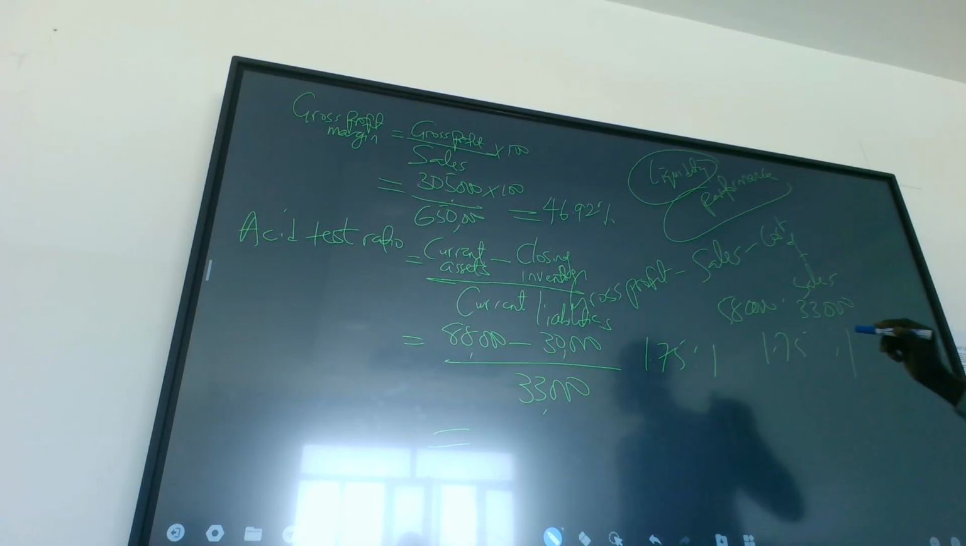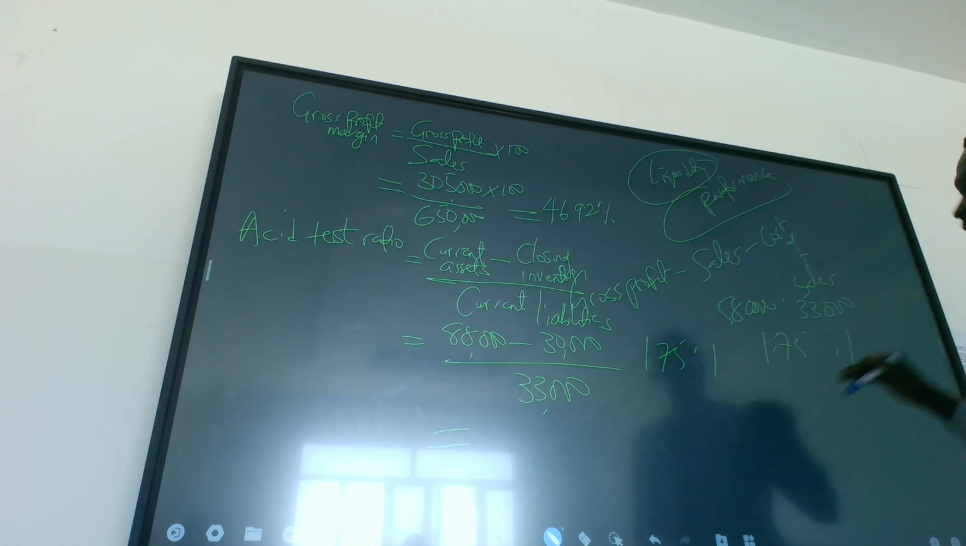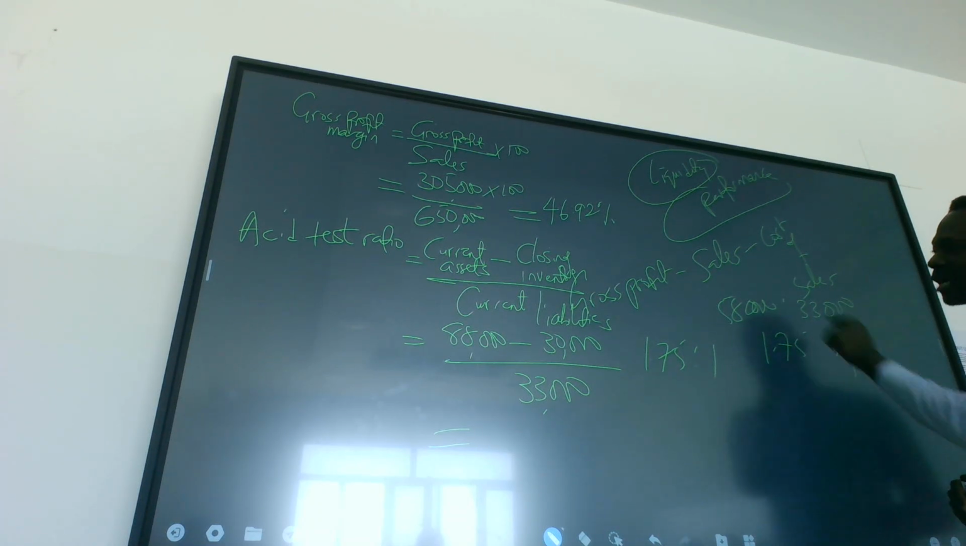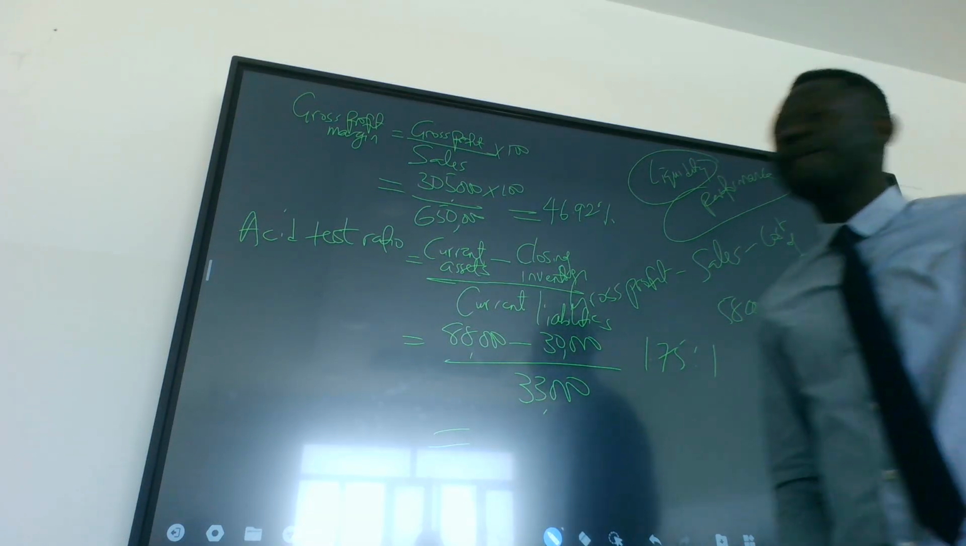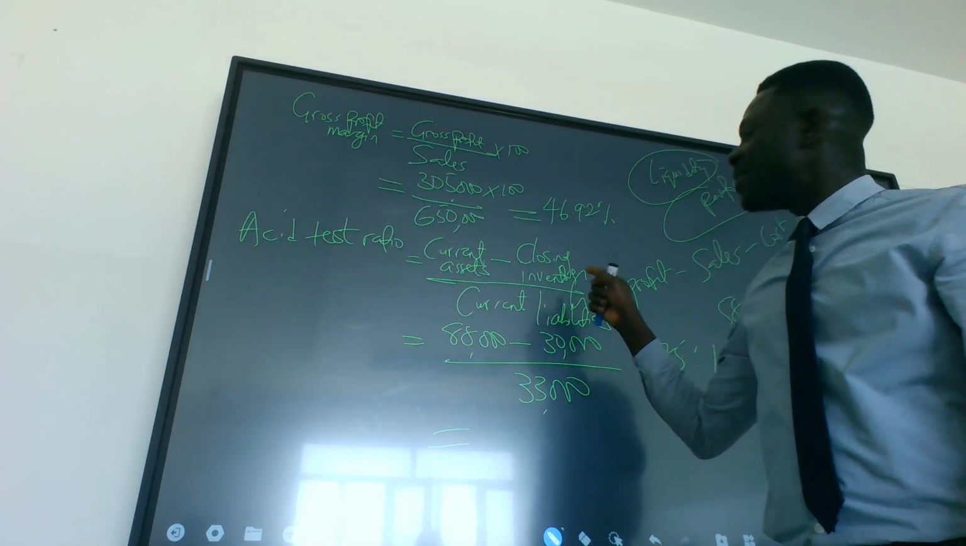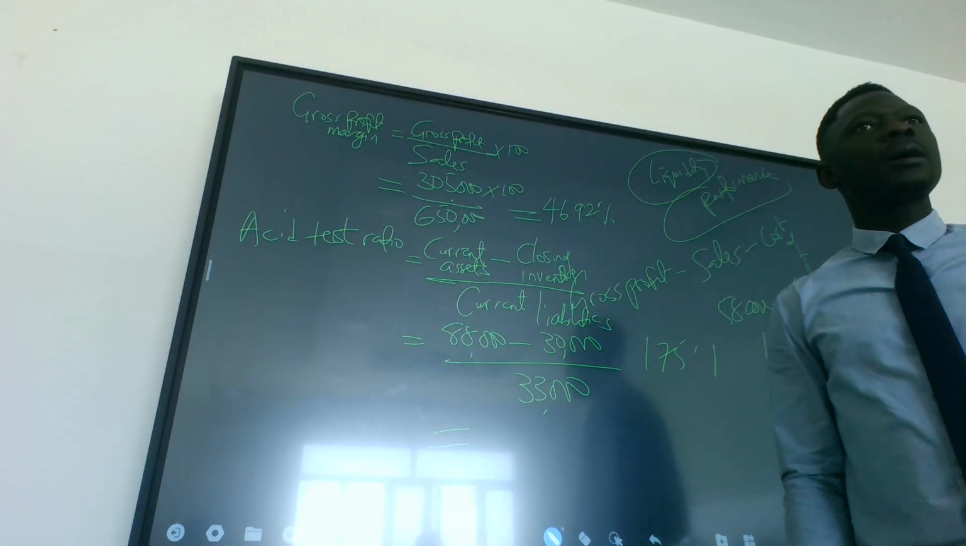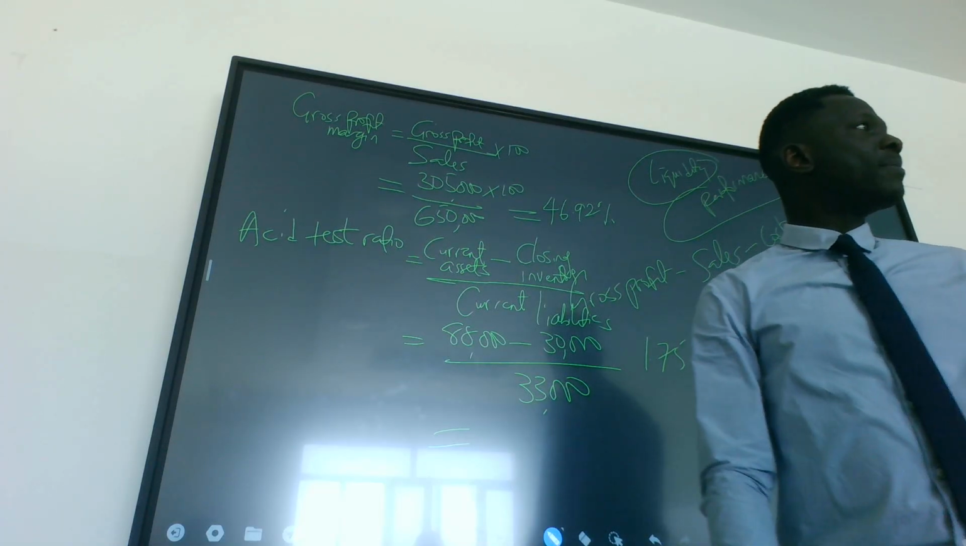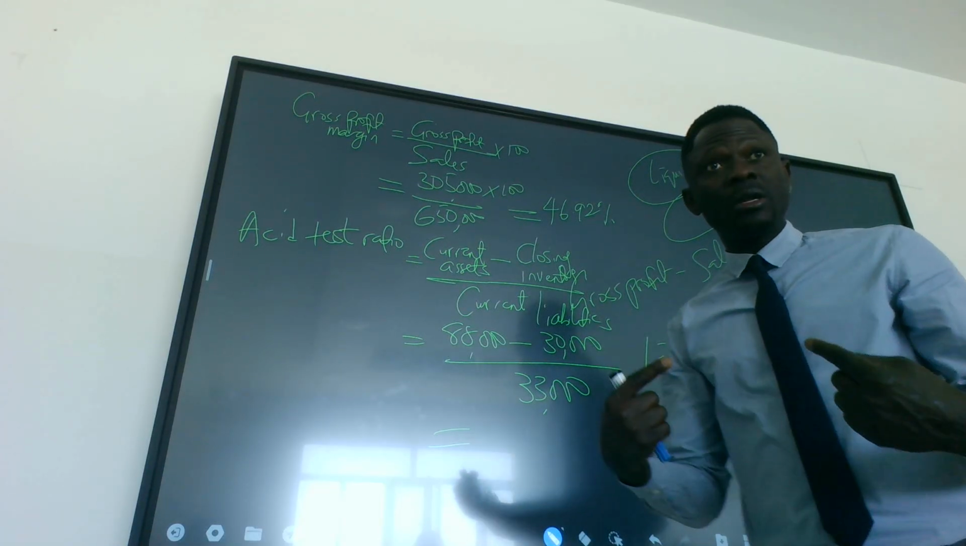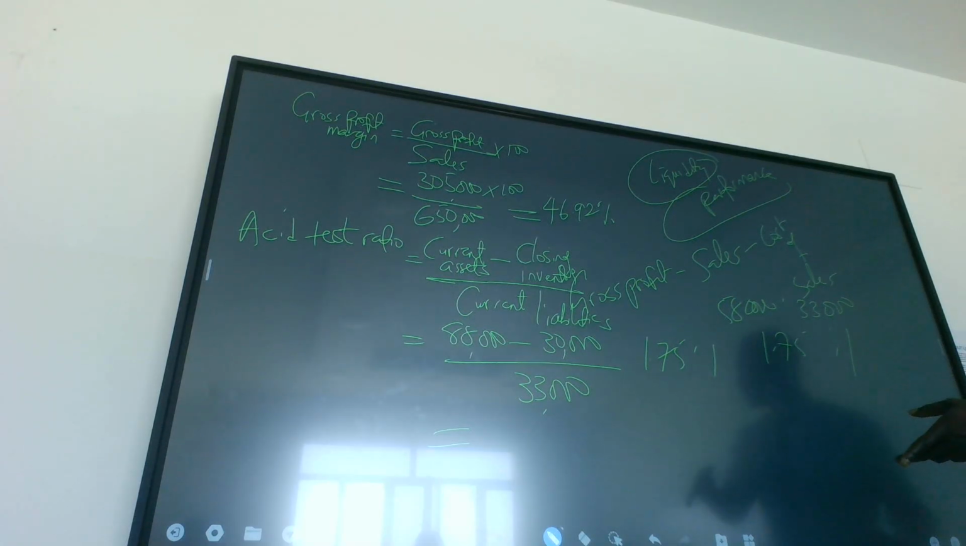1.75. Do you get it now? Do you understand now, please? 33,000 and 33,000 is 1. 33,000 is 58,000 is 1.75. Clear now? What does it say? Closing inventory, closing stock. New closing stock. Do you get that, please? Shall we move on? Or do you want to write this first?